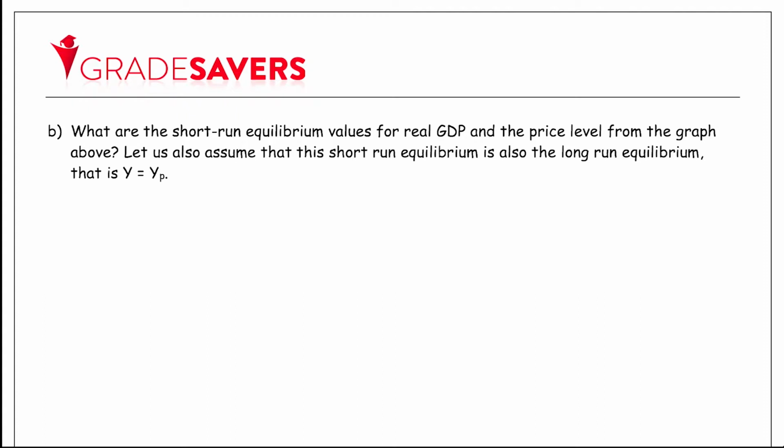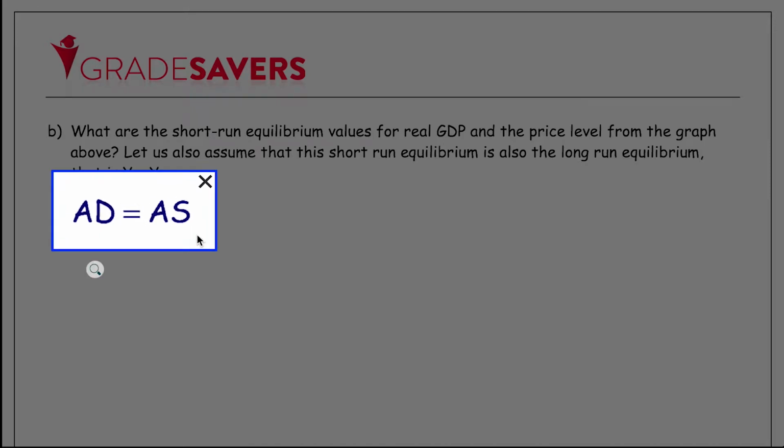Here it says, what are the short-run equilibrium values for real GDP and the price level from the graph above? Let us also assume that this short-run equilibrium is also the long-run equilibrium, that is Y equals Yp. Now, in order to find the equilibrium values, we can either observe them directly from the graph, or we can simply equate the aggregate demand curve to the aggregate supply curve. And that's because this is the short-run equilibrium condition, that AD and AS have to equal each other.